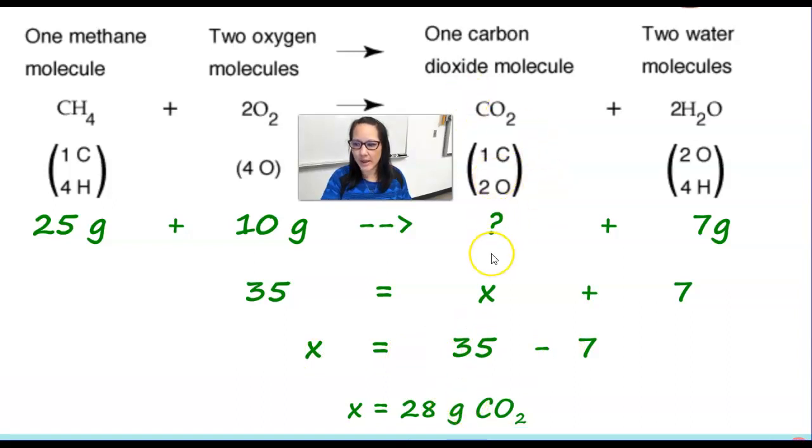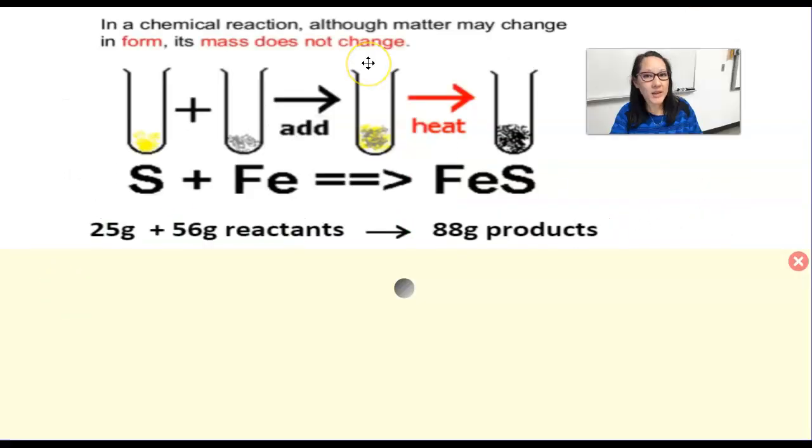So notice we can check our answer. 25 and 10 equals 35, and then 28 and 7 is going to be equal to 35 on the right. So we have equal before and after. So in a chemical reaction, although matter may change in form, its mass does not change. So here, your reactants, you would add them together, and then they're going to form a product, and the mass of the product should be equal to the mass of the reactants.